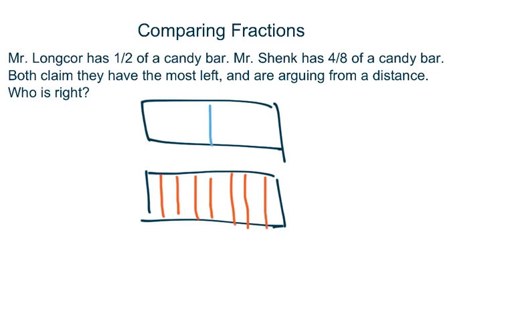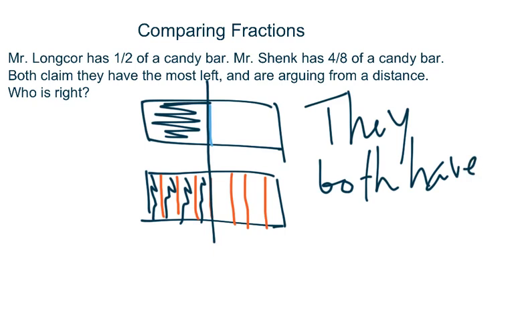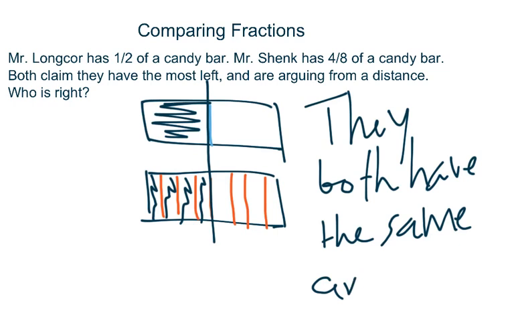Well, hot dog, you're right, Mr. Longcore. Okay. Shade a half. Now I need 1, 2, 3, 4. Well, golly gee willikers, that sure looks equal to me. That wasn't a very good line. That was a little better. Yep. Shocker, they both have the same amount.